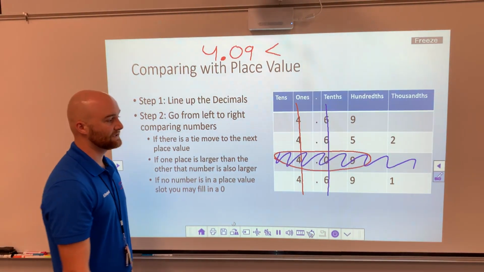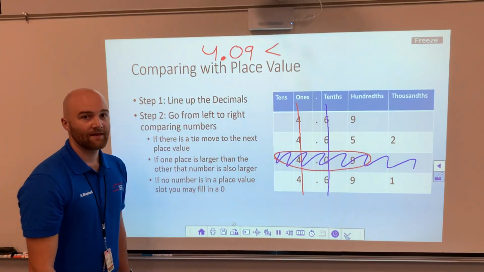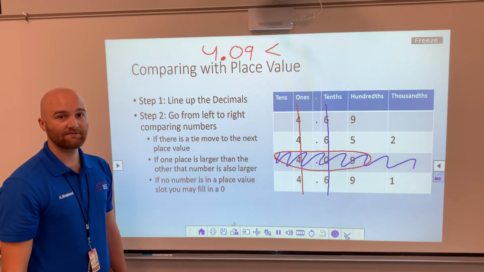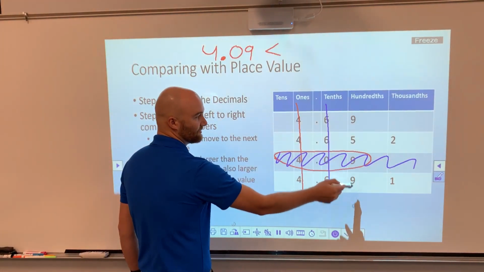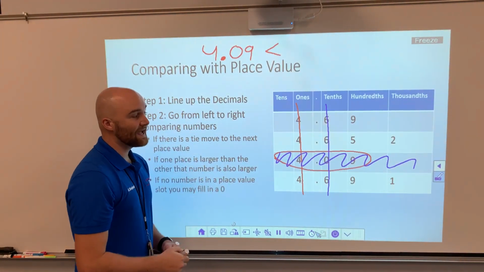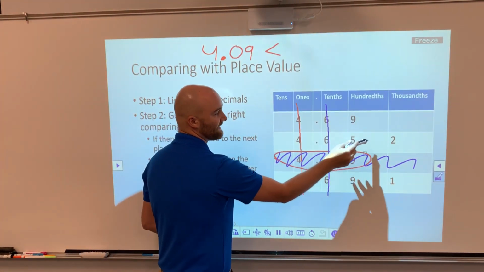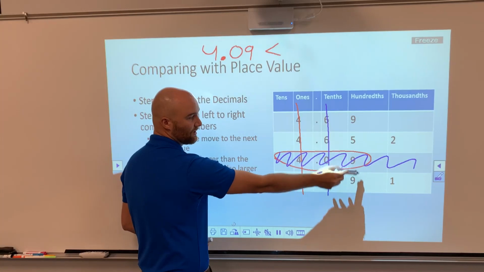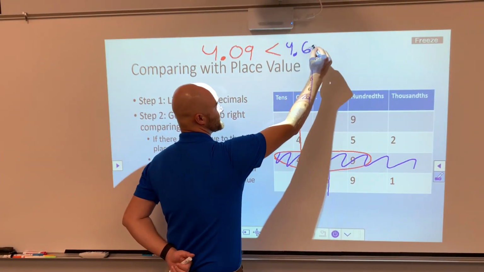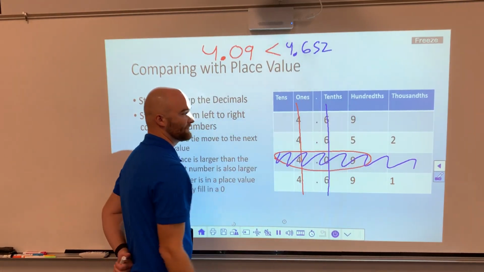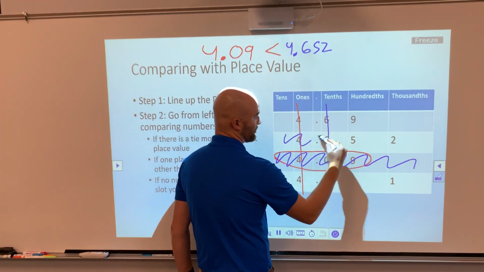Now I see a 9 and a 5 and a 9. Because I see a 9 and a 5 and a 9, one of those is smaller than the others. 5 is smaller than these 9s. So I know my next number in order should be 4.652, because 5s are smaller than the 9s. So I've got 4.652. Then I don't have to worry about any of the rest of the places. I can in fact cross this one out.